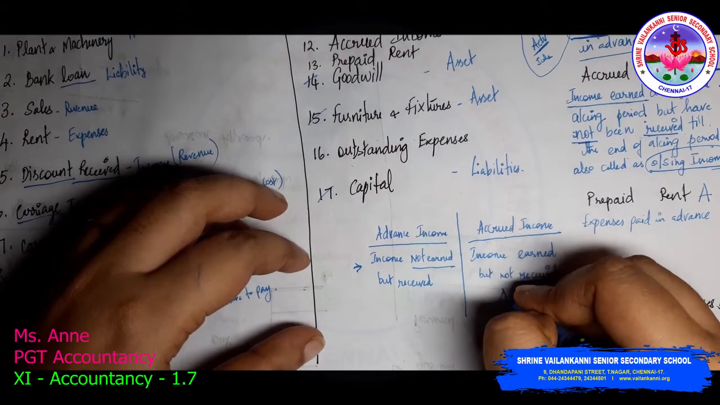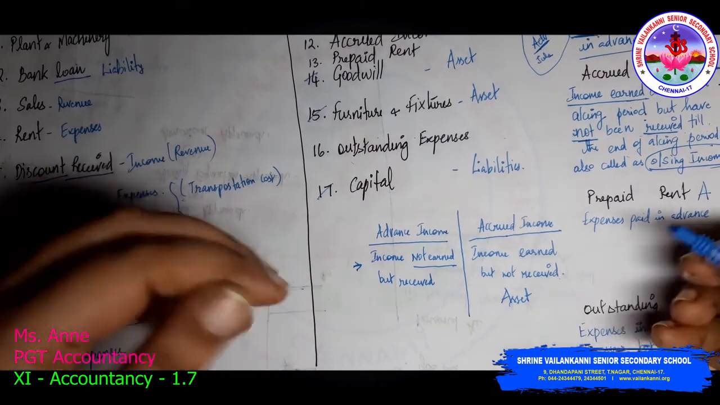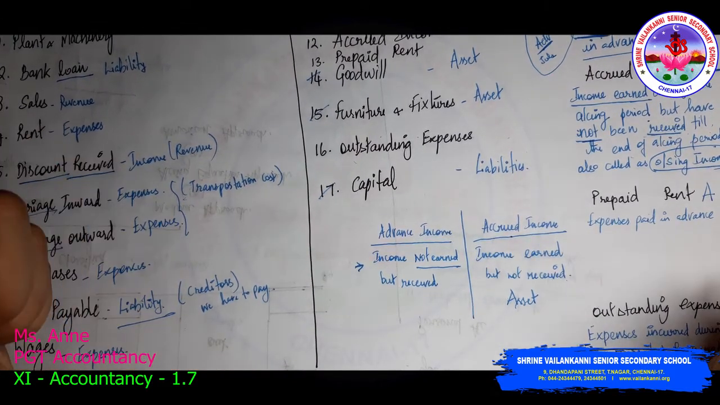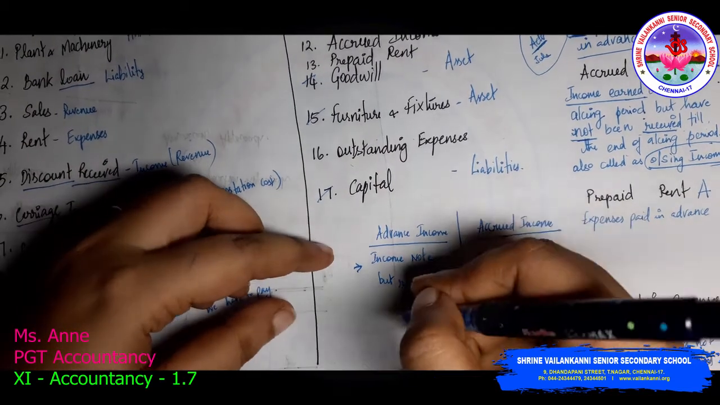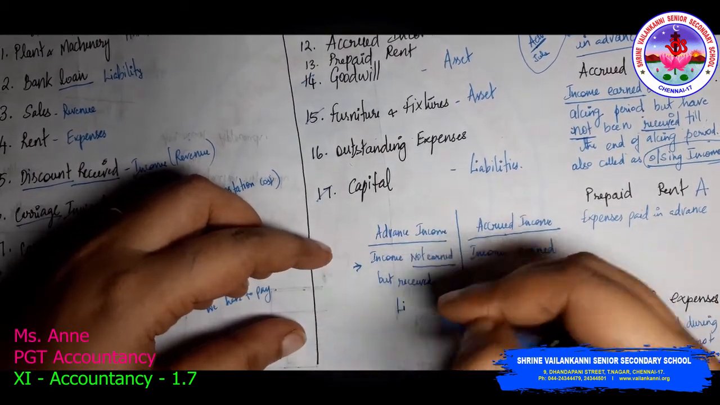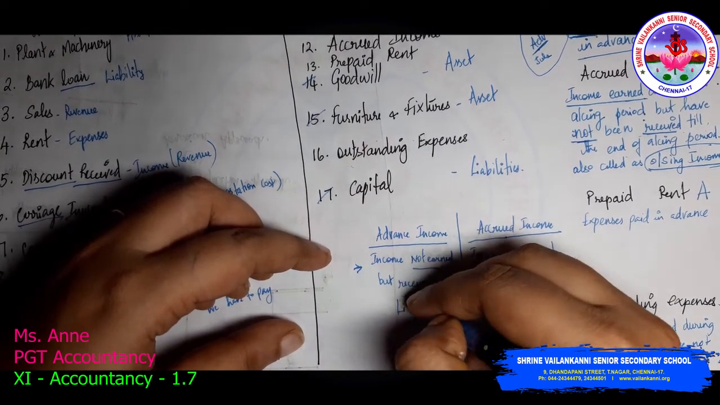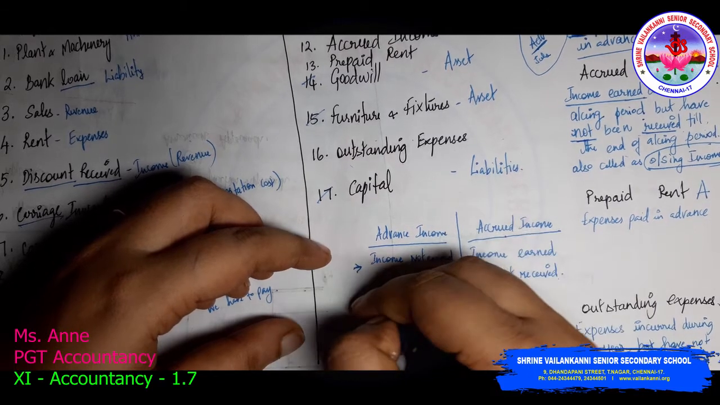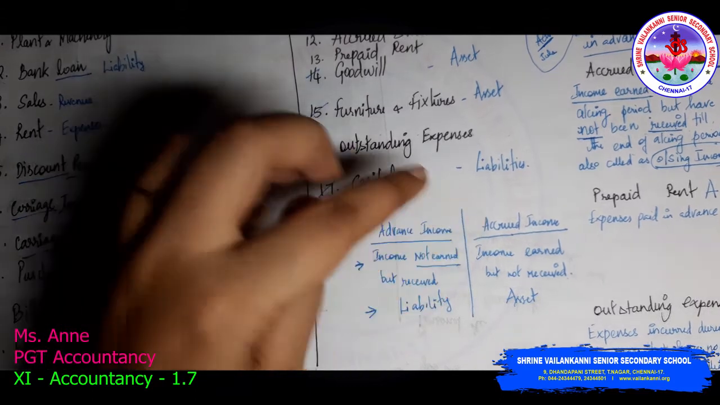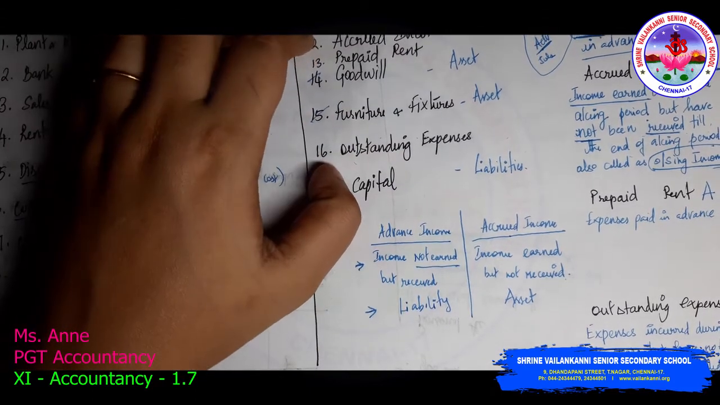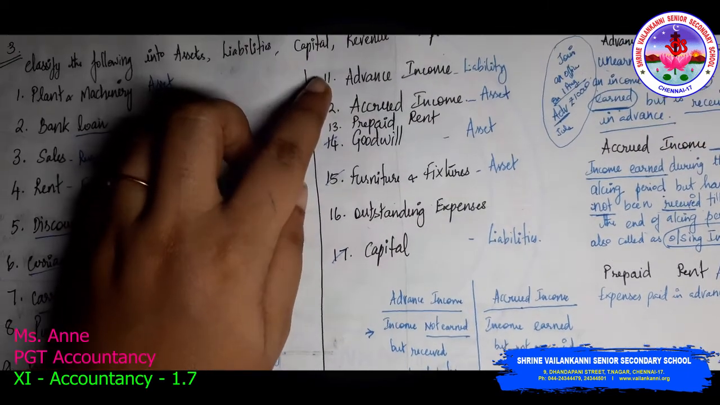So this will be treated as an asset because you already earned it. It is like an asset to you. Money has to come to you. But with advance income, you have already received the money, and you have to do the work. So it is like a liability. This is one more difference between advance income and accrued income. We know that accrued income is an asset, and advance income is like a liability.